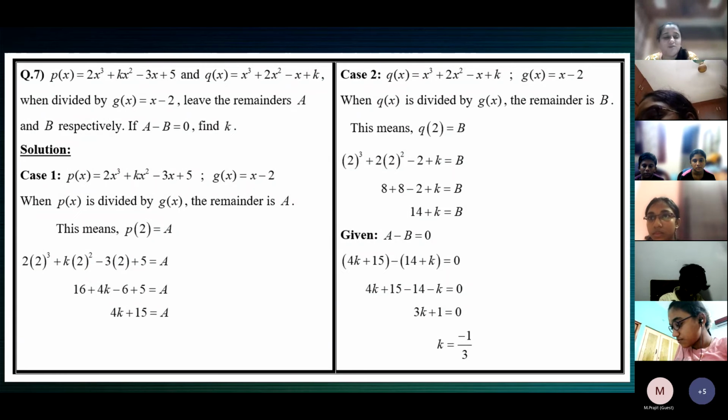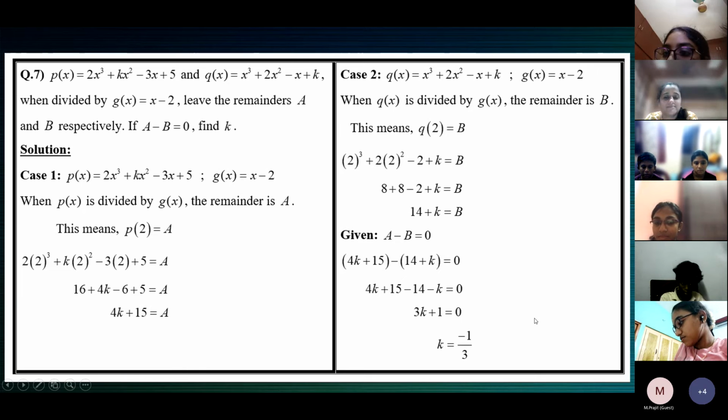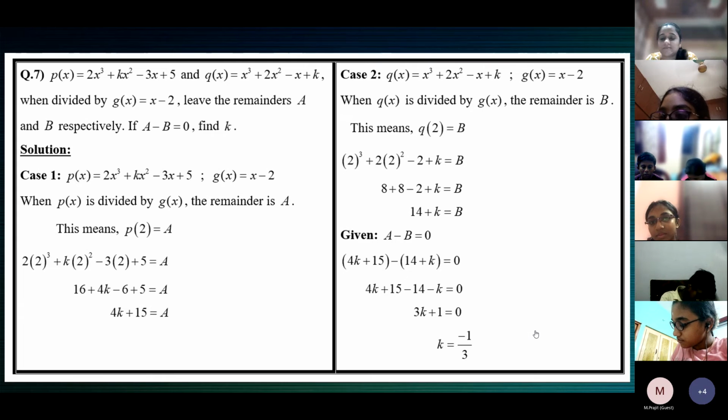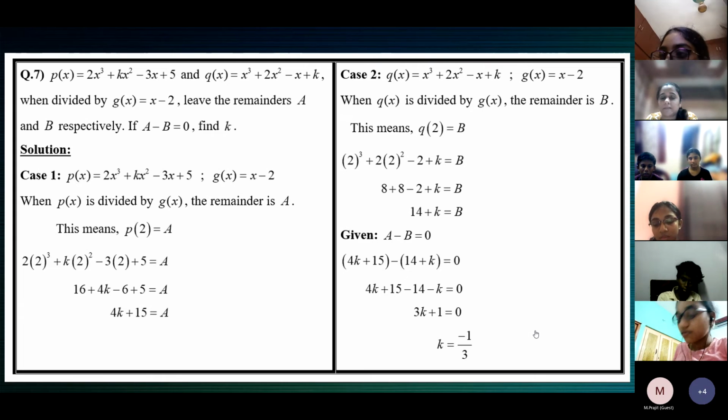But why suddenly you thought of question number 6 when we are doing question number 7? Ma'am, when I saw that it is very tough, so. Ma'am, when I solve it out, it is very tough, so.